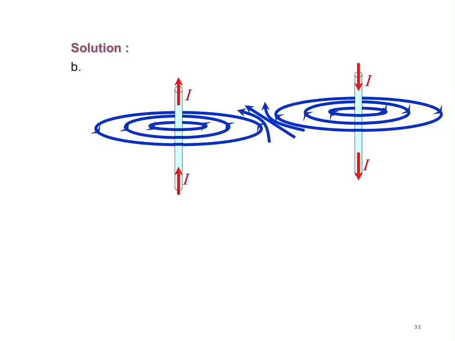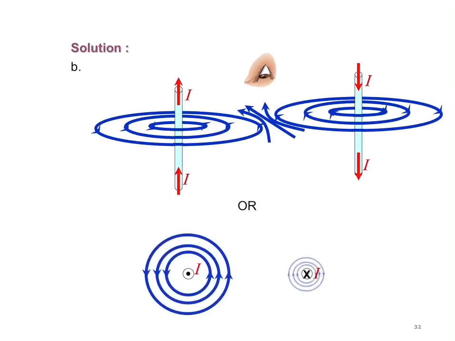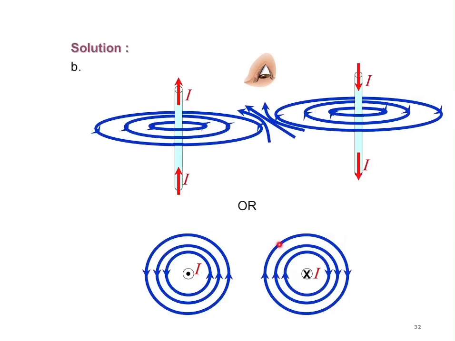And then the alternative method is to draw it from above. So you can draw the same diagram and then you can use the dot and cross to represent the current and then draw the magnetic field lines and you will get something like this.